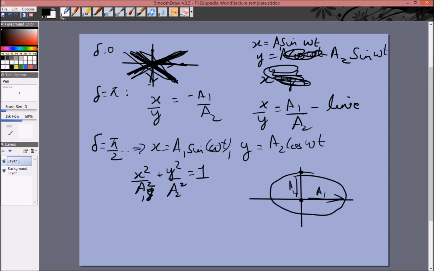Another special case, a subset of this, is if delta is pi by 2 and a1 is equal to a2. Then the particle would move in a circle, and we've come back full circle. We started from if it moves in a circle with constant speed, then it will be SHM in two perpendicular directions, and if delta is pi by 2 and a1 is equal to a2, then the equation of trajectory will be x squared plus y squared is 1. That is a circle.